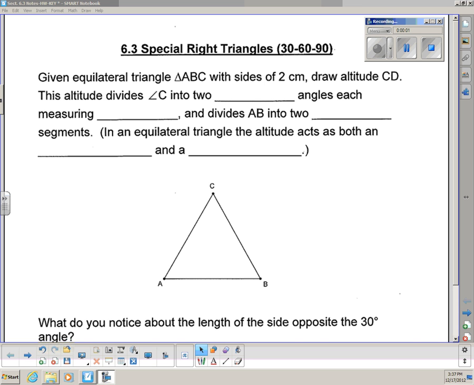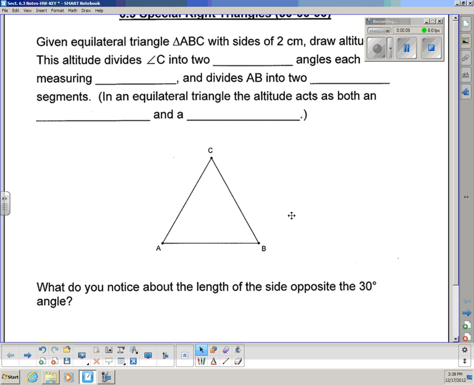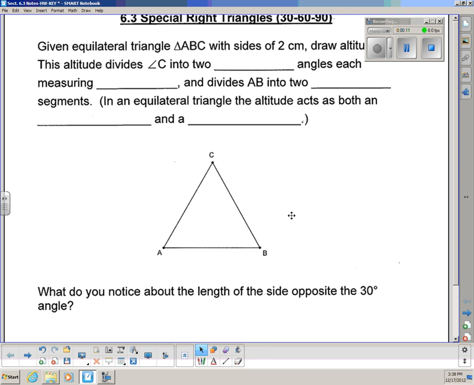All right, so for this lesson, we're going to talk about the 30, 60, 90 special right triangles. So the idea is you're going to take a look at this triangle that's shown here. We're telling you that this triangle down here is equilateral. So we know that if the triangle is equilateral, it's also equiangular, and equiangular triangles all have 60-degree angles. They're saying that we've got sides of 2 centimeters all the way around.